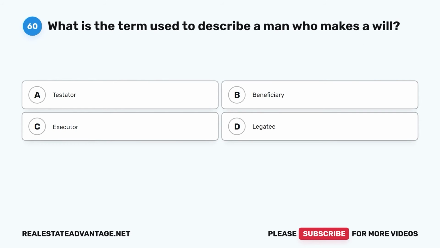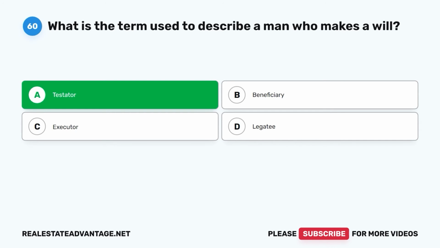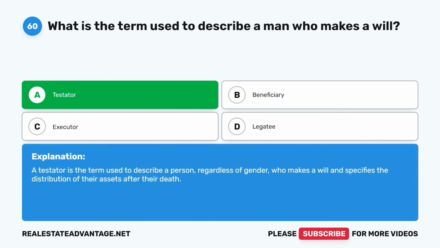Question 60. What is the term used to describe a man who makes a will? A. Testator. B. Beneficiary. C. Executor. D. Legatee. The correct answer is A. Testator. A testator is the term used to describe a person, regardless of gender, who makes a will and specifies the distribution of their assets after their death.